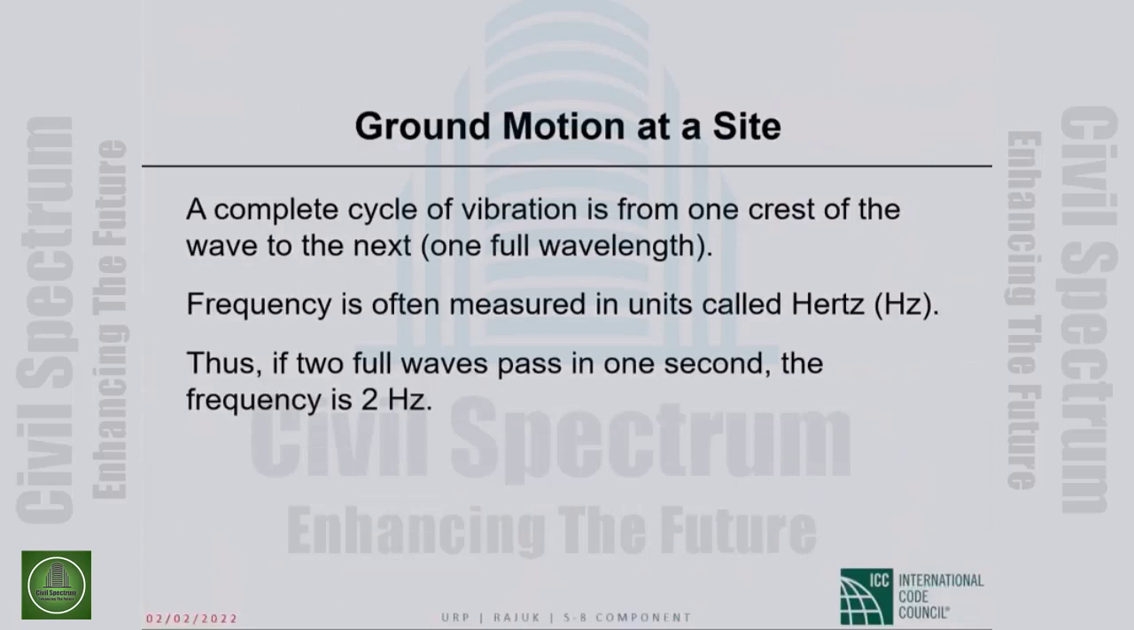So a complete cycle of vibration is from one crest of the wave to the next. Frequency is often measured in units called hertz. If two full waves pass in 1 second, the frequency would be 2 seconds to the power minus 1, right?